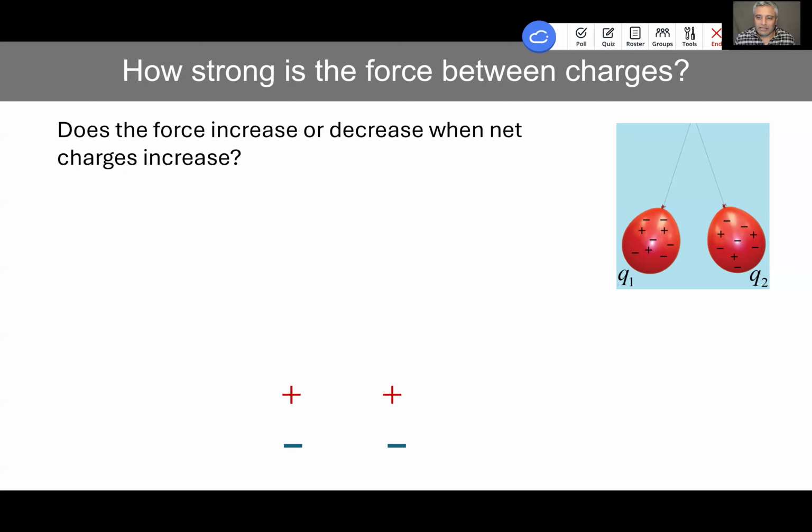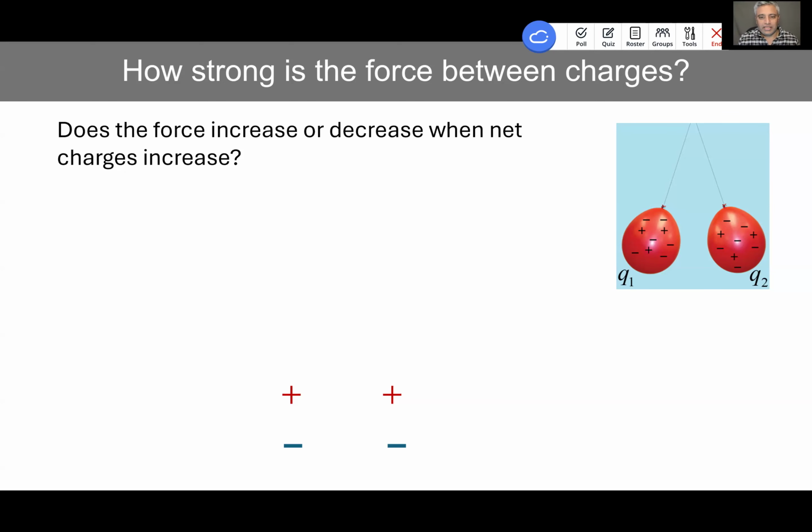So last class we learned about two types of charges and their properties. One of the properties was that like charges repel. So if it's negative and negative, they repel, push each other away. And if they are unlike, one positive and another negative, then they attract.